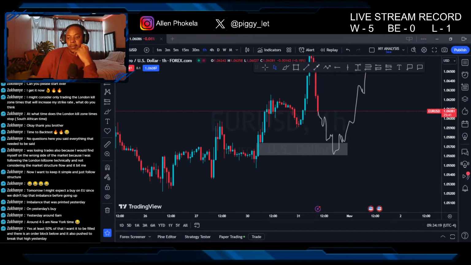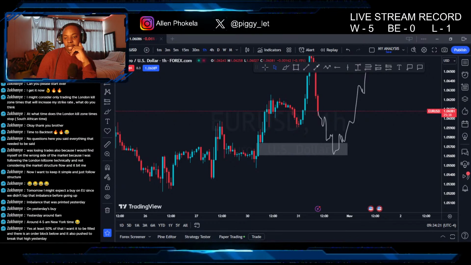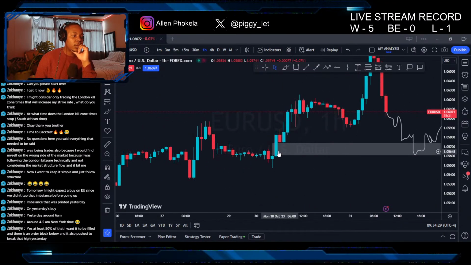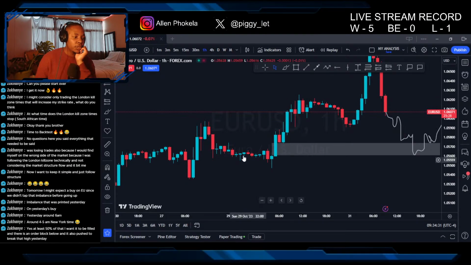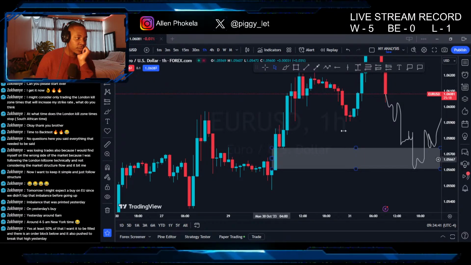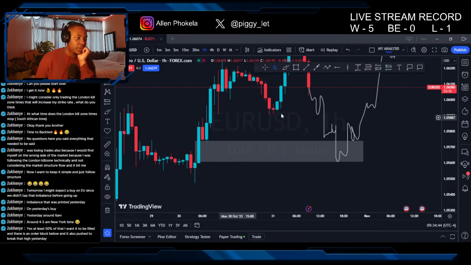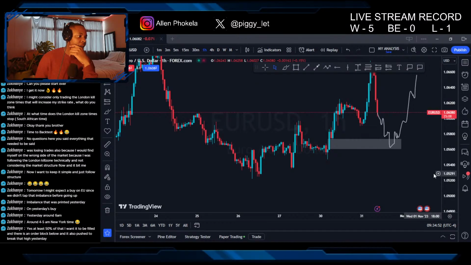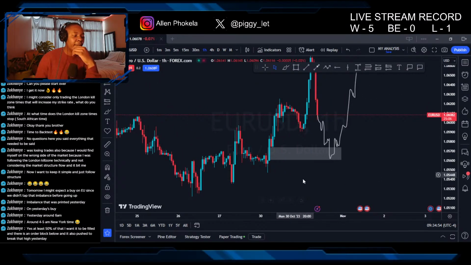Yeah, at least 50% of that I want it to be filled, and there is an order block below it that can also push it. Also have this bullish order block. So if price comes and respects half of it, 50% of this, which would be this bullish order block here, and then gives us higher prices from there, yeah, that can happen.